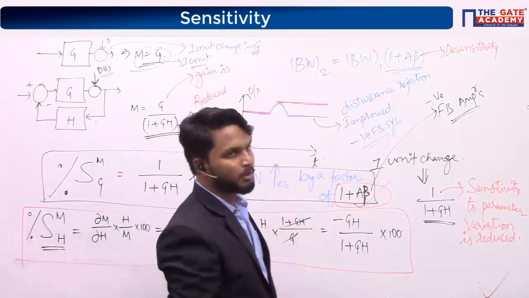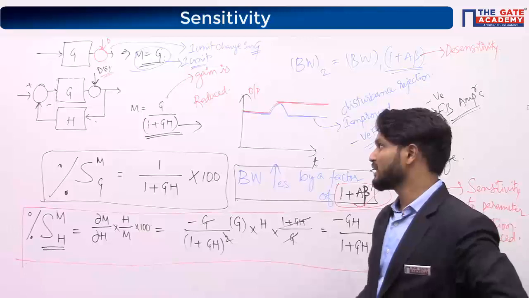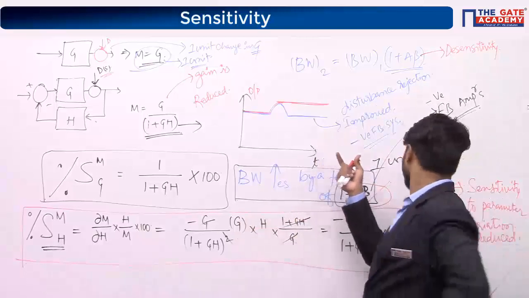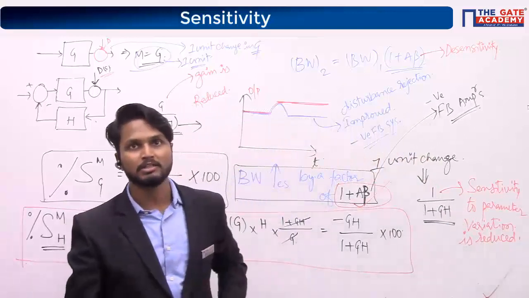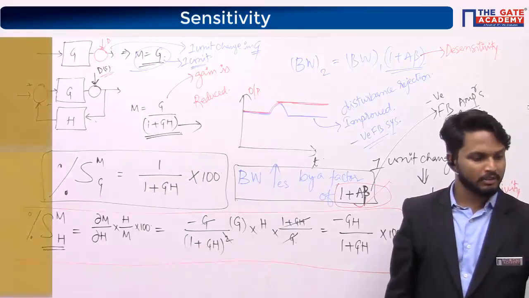What does a closed loop system, closed loop negative feedback, do? It will reduce the gain, it will increase the bandwidth, it will improve disturbance rejection, as well as reduce the sensitivity to parameter variation. Is it clear, everyone? So let us take this particular question now.